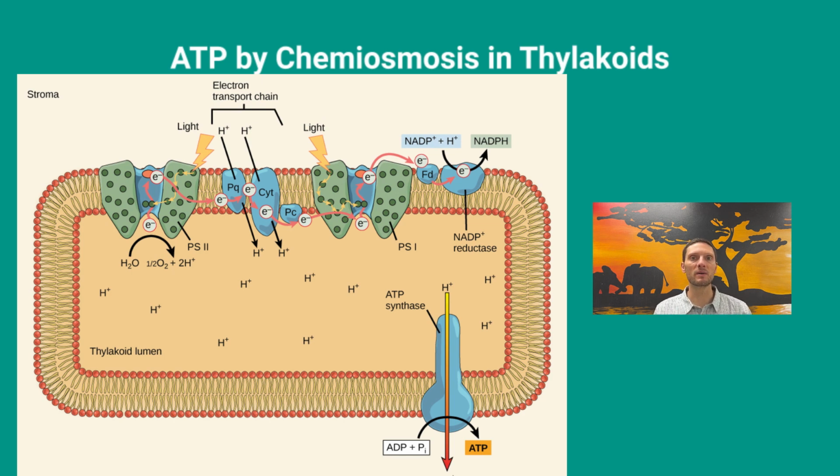Protons move across the membrane down the concentration gradient, so they're moving from high concentration to low concentration, and when they pass through the ATP synthase, it creates ATP, similar to what we saw in the mitochondria. It's the same process of chemiosmosis. The ATP that is produced is released into the stroma, and that's important because that ATP is going to be used in our next step, the light-independent reactions.